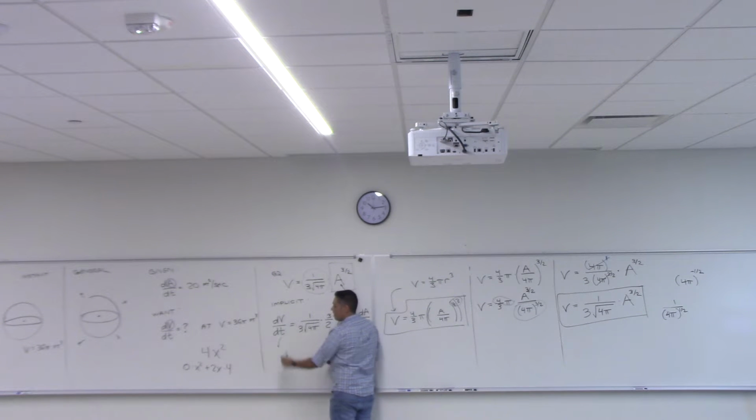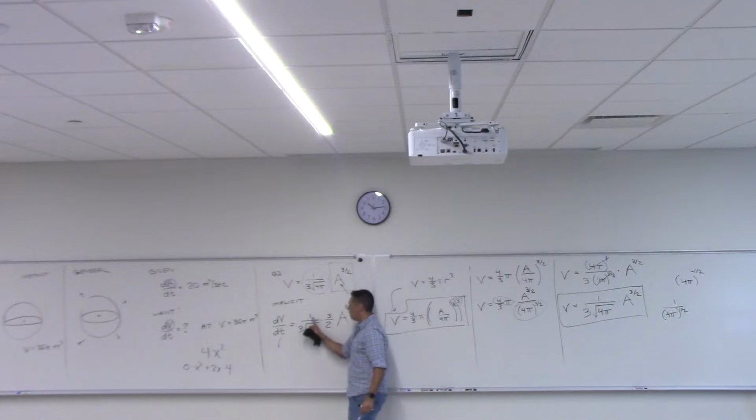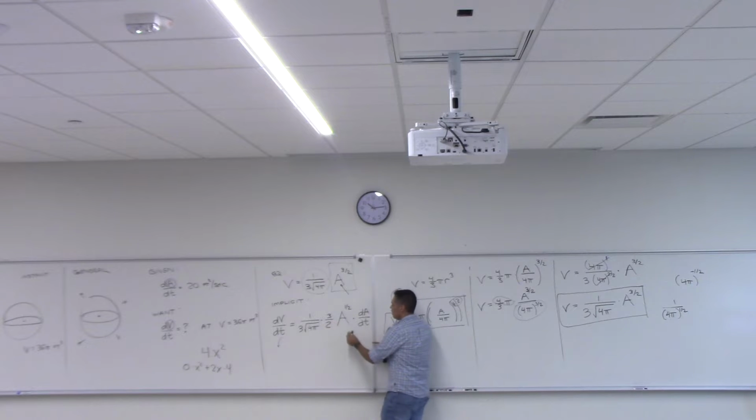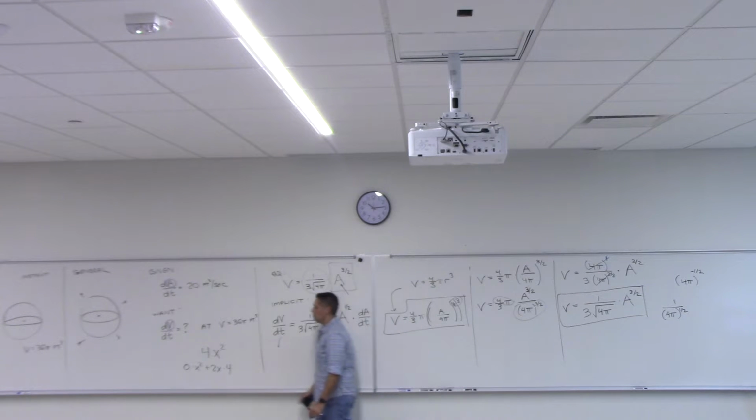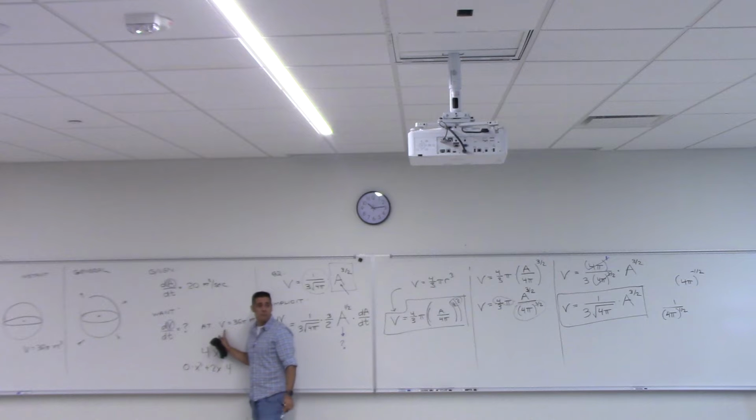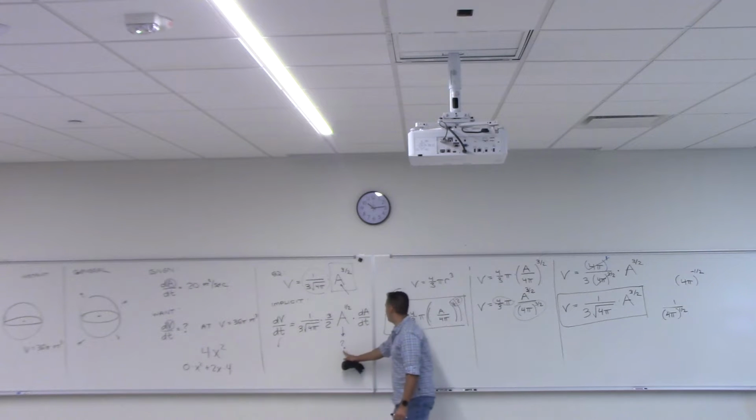That's what we want to know, right? So we're happy to see that. Constant, constant, constant. A, I don't know what A is, do I? At the moment in time, do I? I don't. All I know is I know the volume at the moment in time, right? I don't know the area. So I don't know that, so I'm not happy about that. dA/dt, I actually know, don't I?